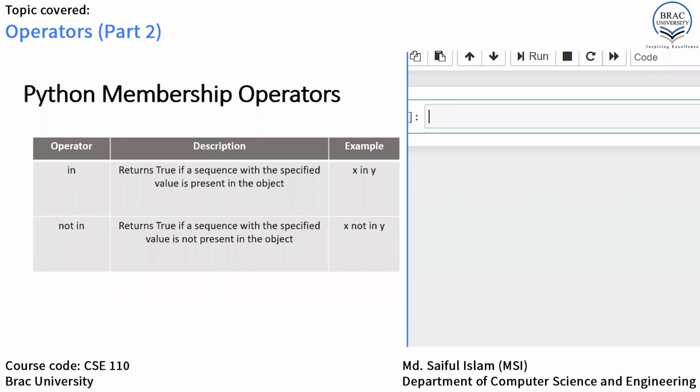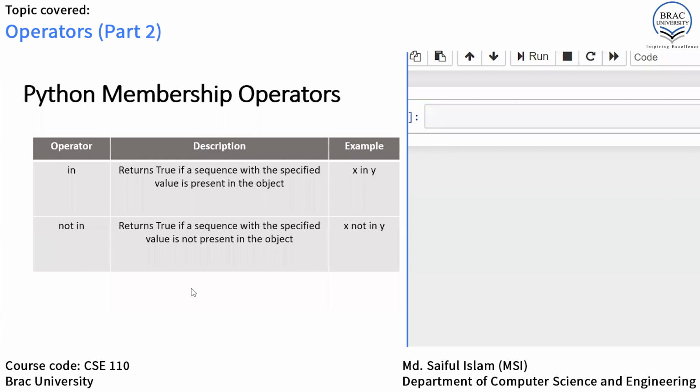So today the final topic I would like to talk about is the Python membership operators. There are two types of membership operators, in and not in. Now, what is the purpose of those operators? Let's get the idea about both in and not in operators by showing some examples.